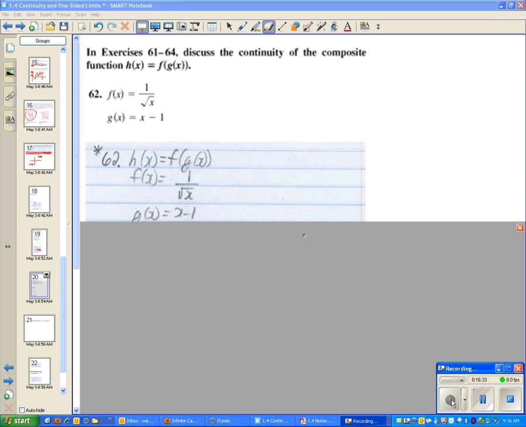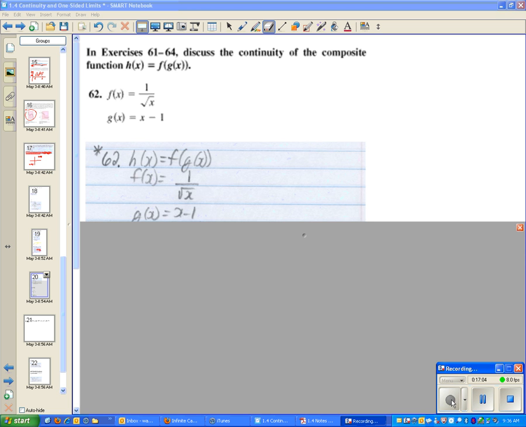Number 62. This time we're supposed to discuss the continuity of the composite function h of x equals f of g of x. The simplest thing to do when you can is just make the composite function and then figure out where it's continuous and where it's not.